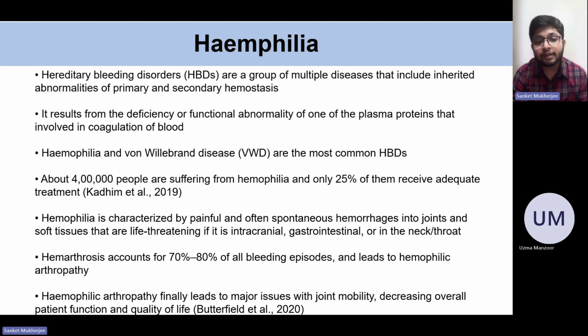Hemophilia is characterized by painful and often spontaneous hemorrhages into joints and soft tissues that are life-threatening if they are intracranial, gastrointestinal, or in the neck or throat region. Hemarthrosis accounts for 70 to 80% of all bleeding episodes and leads to hemophilic arthropathy. Hemophilic arthropathy finally leads to major issues with joint mobility, decreasing overall patient function and quality of life.